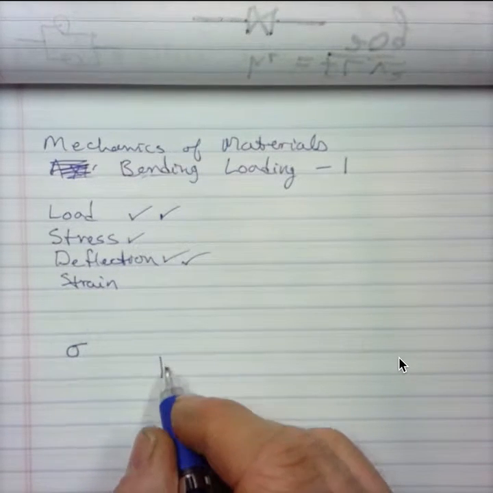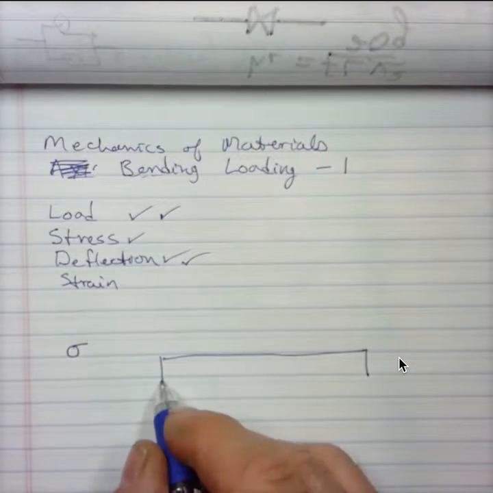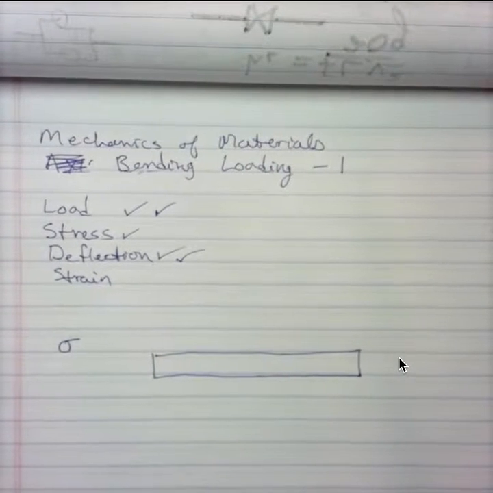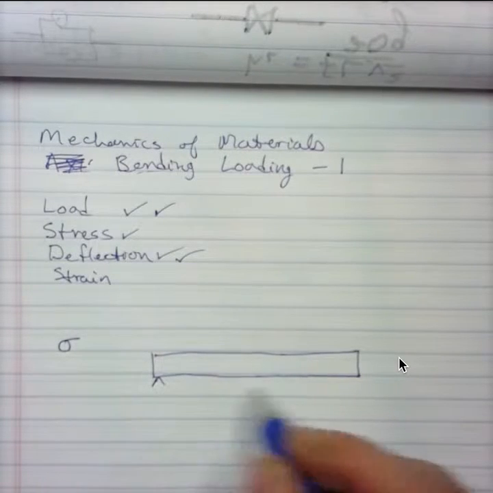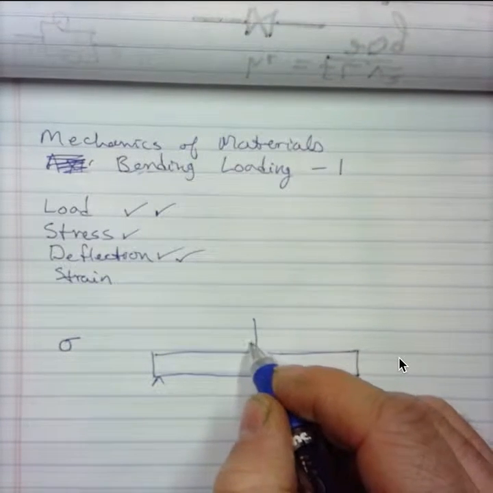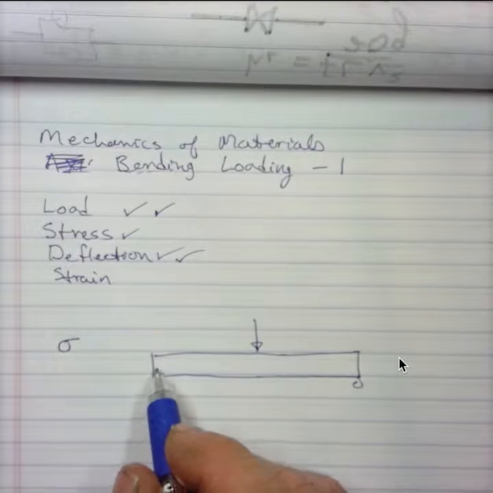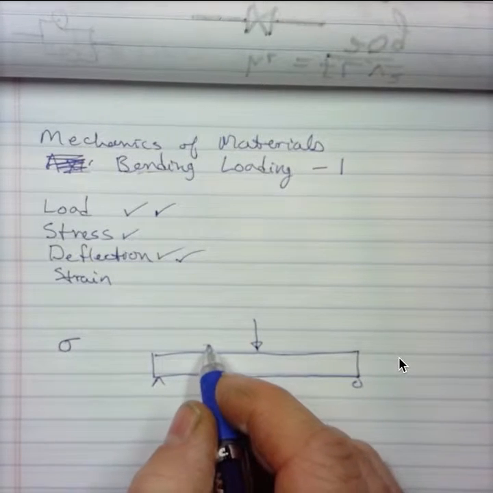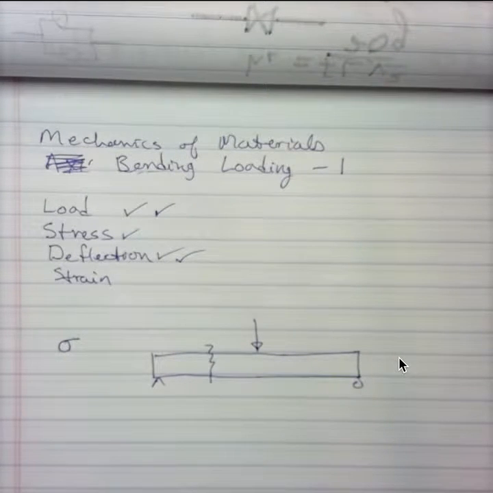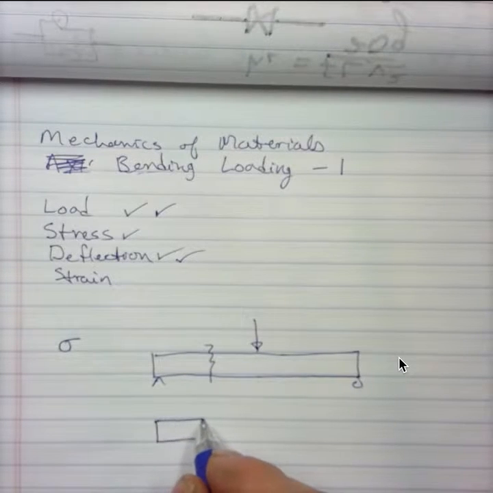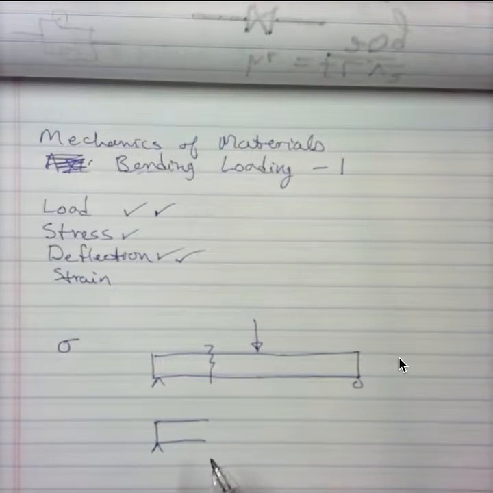So if I take one of those beams, maybe that beam we were just looking at, and we load it simply, and we want to know what the stress is at some location along the way. Maybe we take a look at the stress at this location. So I'm going to draw a free body diagram right here.